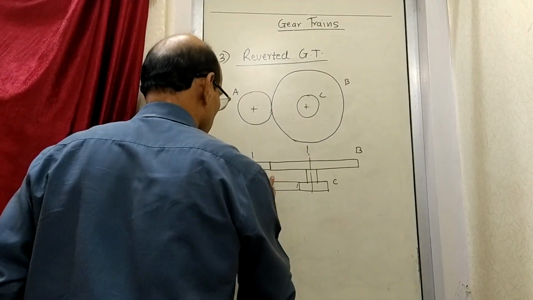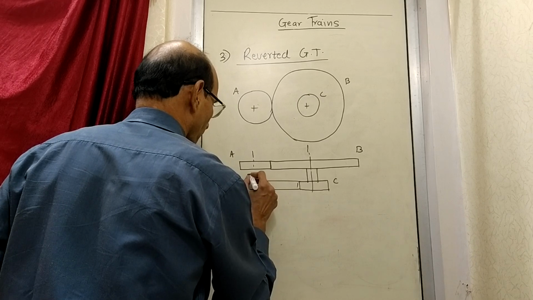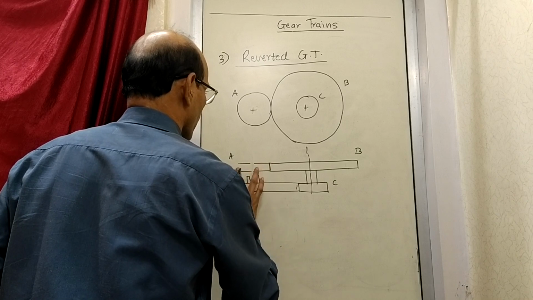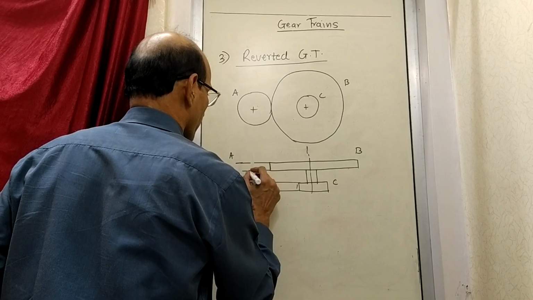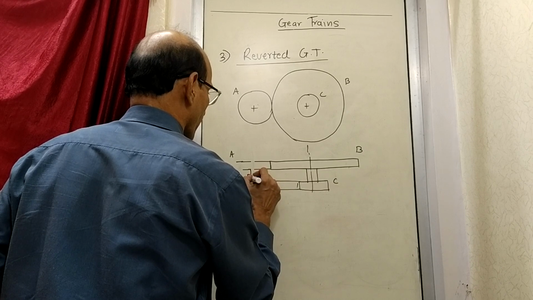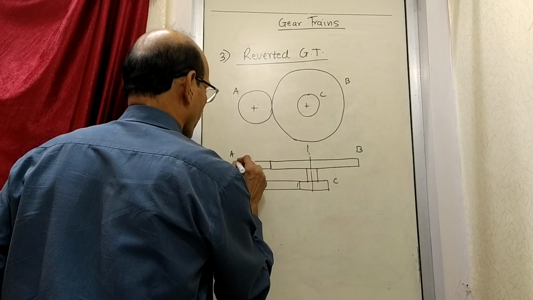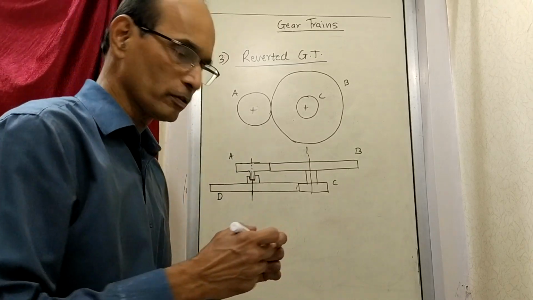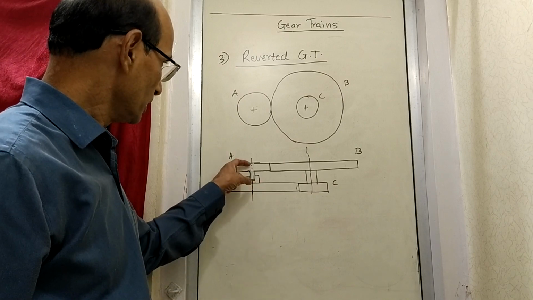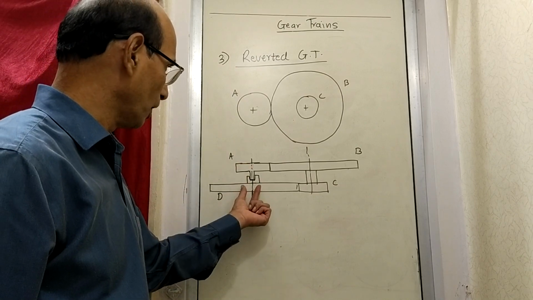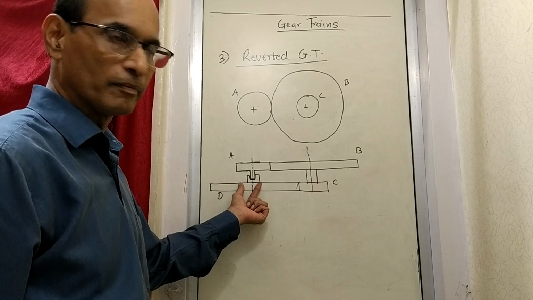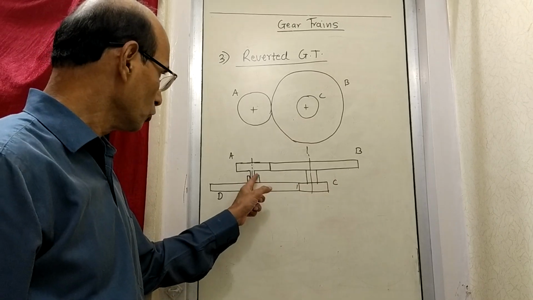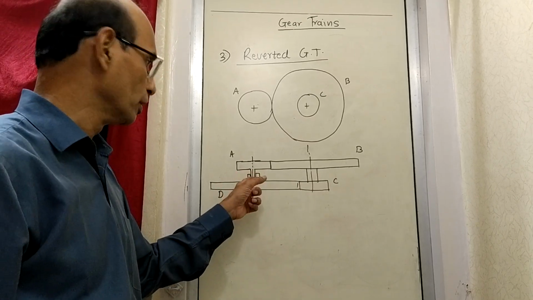Maybe here you can draw a slightly more detailed figure. Could you see how it is drawn? This part of A is located in part of D. That means they are not physically connected. Between the two, there will be some bearing. I have not drawn that, but between the two, there will be a bearing.